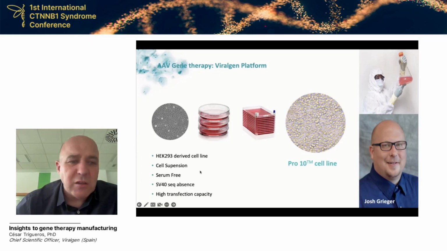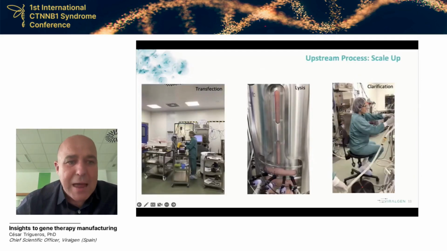He also did a lot of other things. He removed all the serum that we use to grow these cells. This is important in terms of safety, in terms of some kind of bacteria or prions that we could introduce into our system. And of course, it has a high transfection capacity. This is the cell line that we are using to produce the virus. This is the typical work in the lab, the people working to produce the virus.